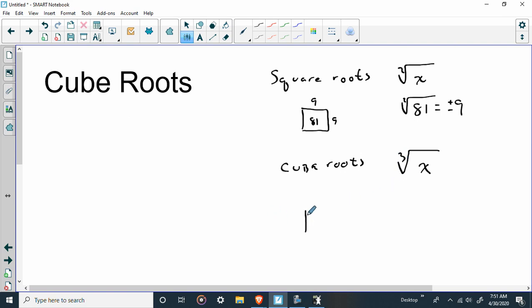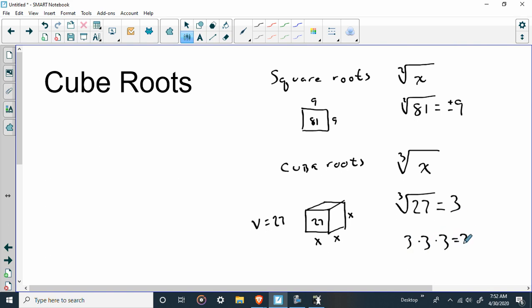If you had a cube, I remember cubes back from geometry, right? They were like 3D squares, where all of your edges were the same length. And they said, what if the volume is equal to 27? Well, we know that some number, length times width times height, and it's all the same because it's a cube, will equal this. So what number times itself 3 times? So if I said, what's the cube root of 27? The cube root of 27 would be 3, because 3 times 3 times 3 is 27.